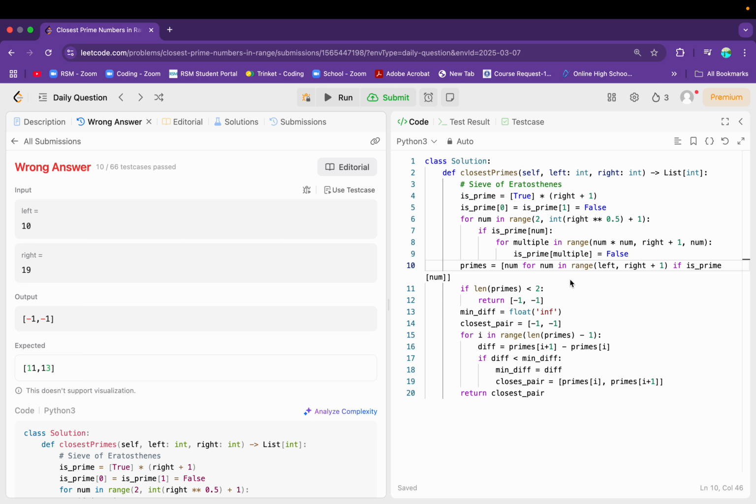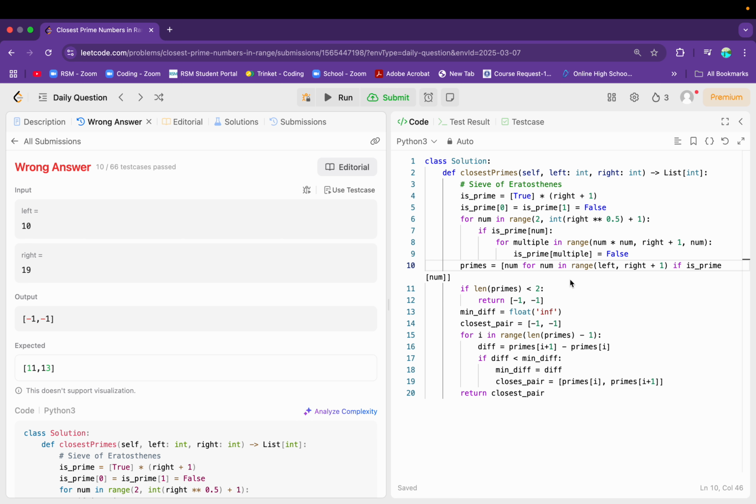And then we actually have to initialize primes. Seems completely correct, at least up until here. Left plus 1. If is prime at num. Nothing wrong with that either. Closest pair is equal to negative 1. Find the range of the length of primes minus 1. We'll get difference to be primes at I plus 1 minus primes at I. If the difference is less than the minimum difference, we'll update the minimum difference and get the closest pair to then be primes at I and primes at I plus 1 and return the closest pair.